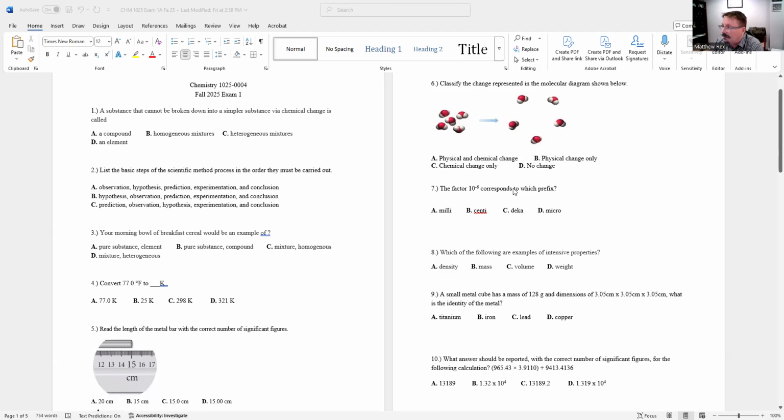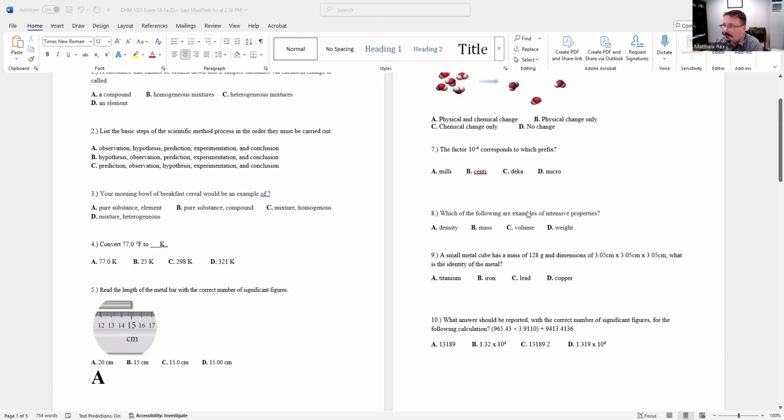The factor 10 to the negative 6 corresponds to which prefix? 10 to the negative 3 is milli, 10 to the negative 6 is micro, 10 to the negative 9 would be nano. So this would be D, micro. So if this was 1 times 10 to the negative 6 grams, that would be 1 microgram.